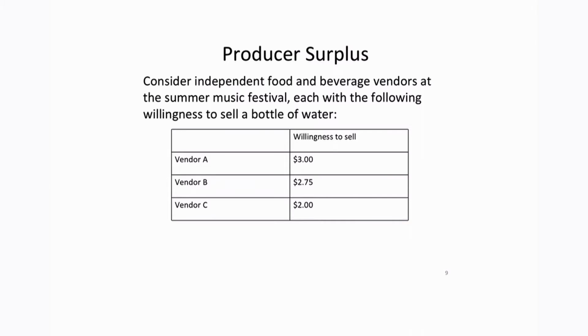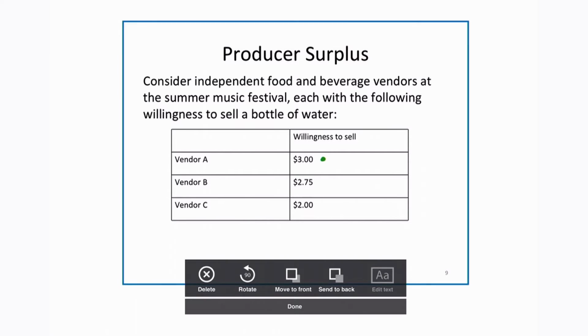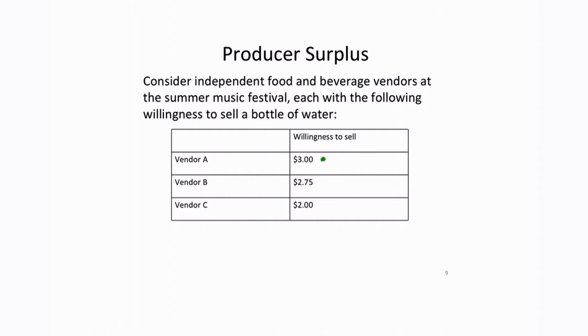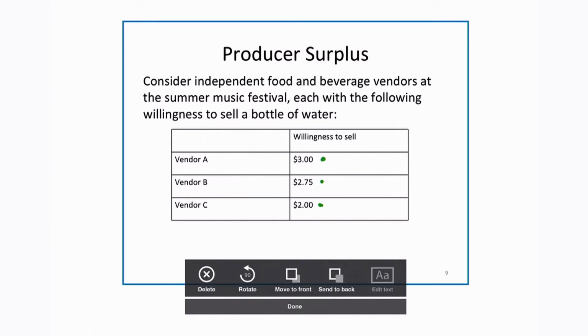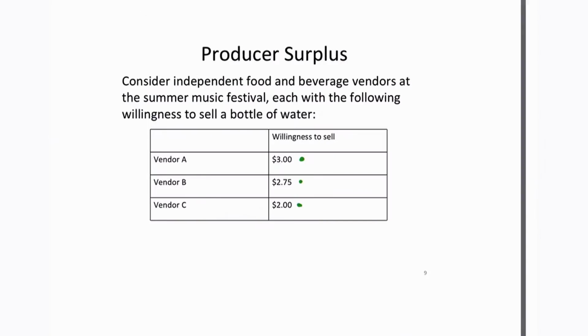So now, let's look at an example where we have independent food and beverage vendors, and they are also looking at the willingness to sell of a bottle of water. For vendor A, his willingness to sell is going to be $3. For vendor B, his willingness to sell is $2.75. For vendor C, it'll be $2. So these are the minimum prices that they are willing to accept so that they can cover their costs of operating at this summer concert.